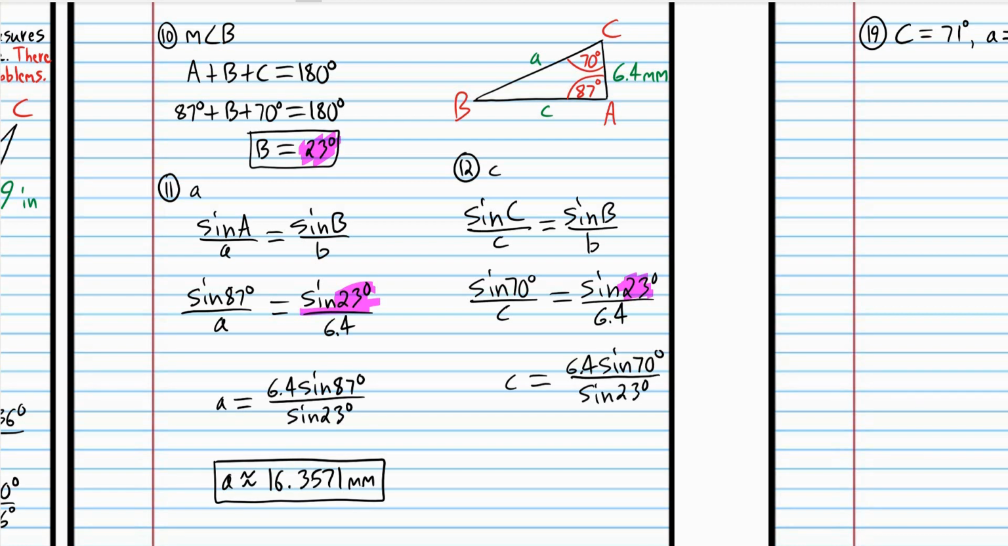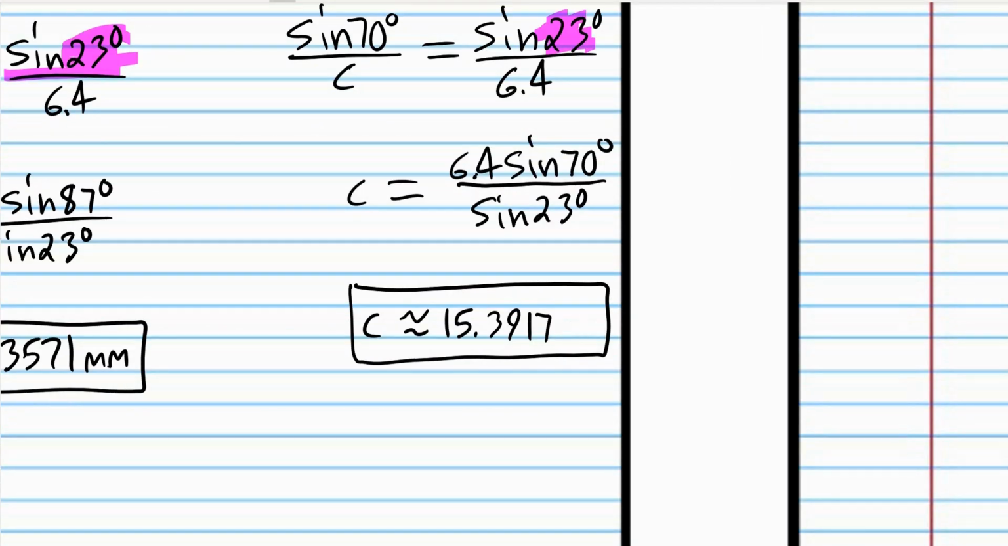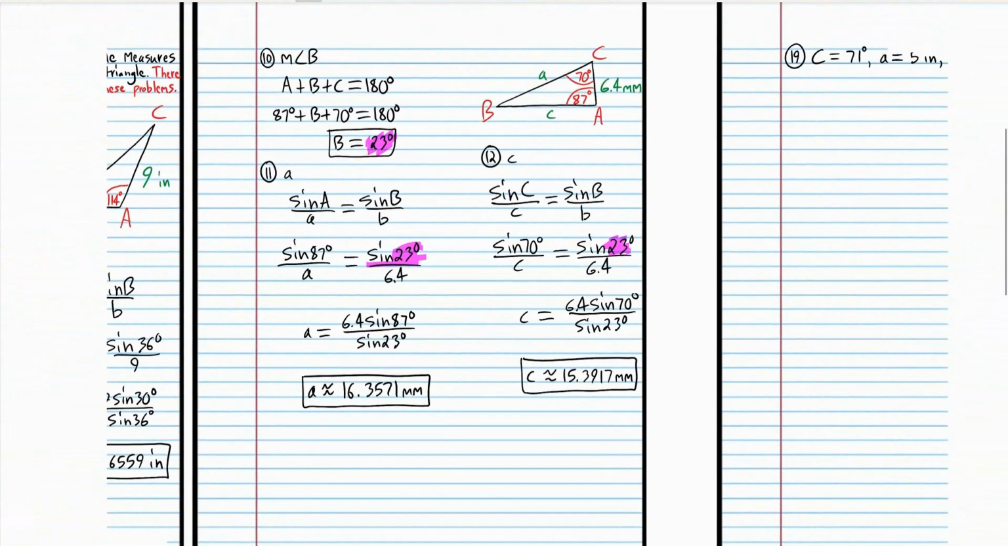If you're using an iPhone, you're going to enter this in completely differently than if you were to enter it into a graphing calculator, so be aware of that. So we get 15.3917 millimeters. Again, I don't mean to sound like a broken record, but write the units, or else you're going to lose points. Teachers love to take off points for not writing units.